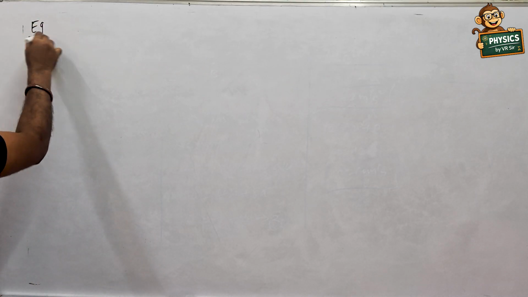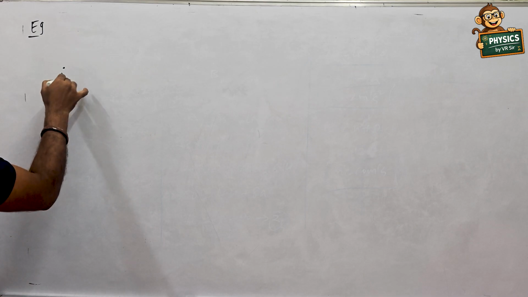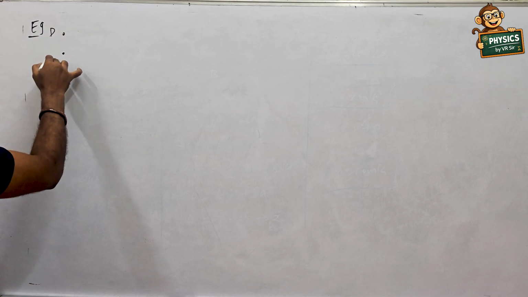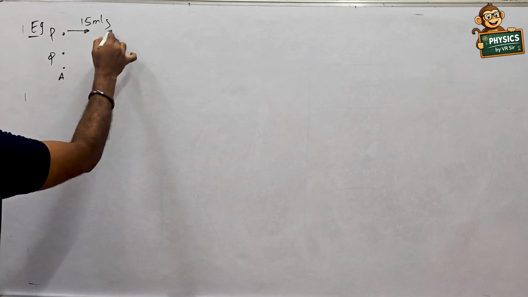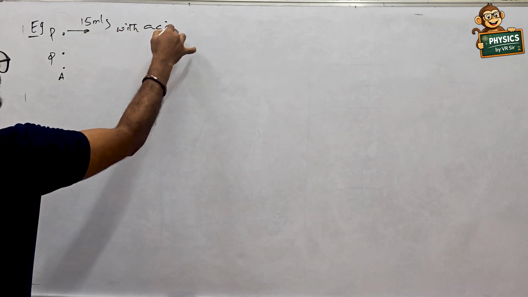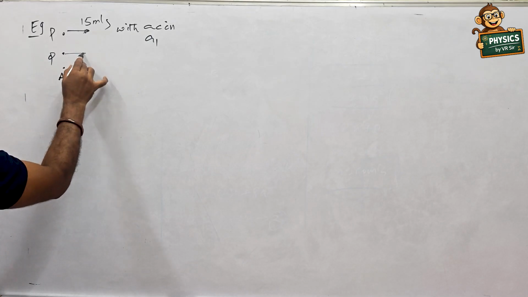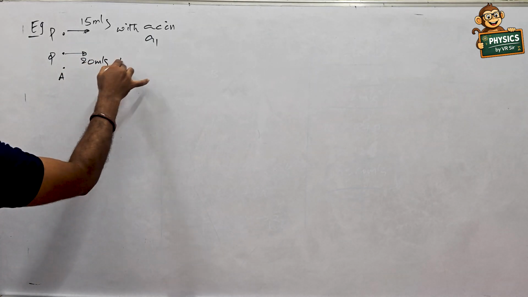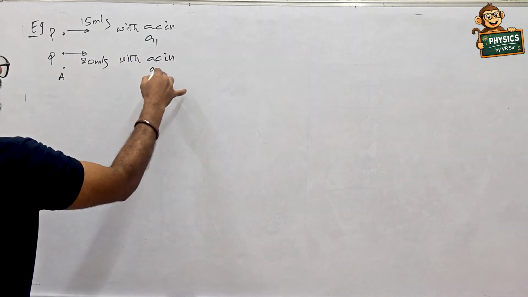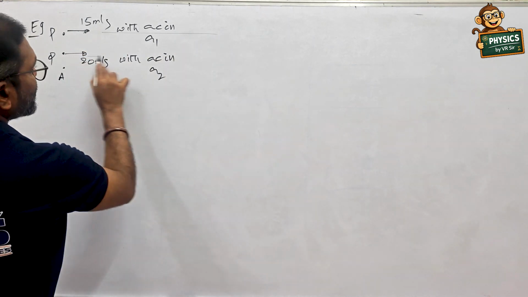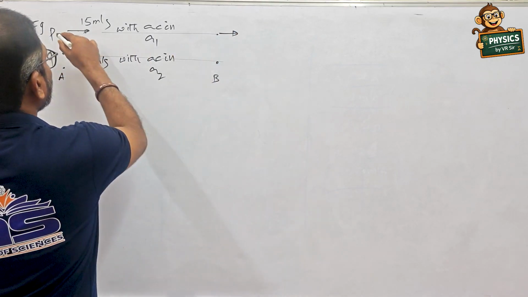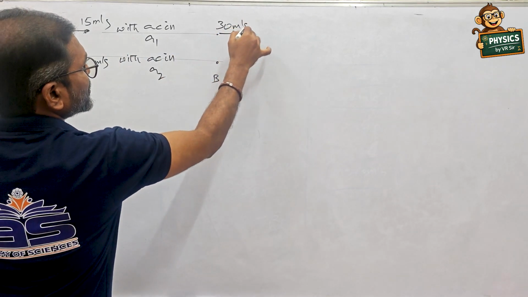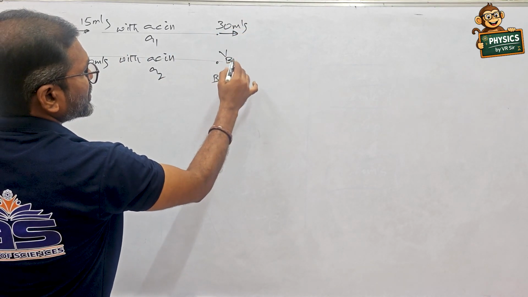So let's take one more example on constant acceleration case. From location A, there are two particles P and Q. One is moving with a speed of 15 meters per second with acceleration A1, and Q is moving with a speed of 20 meters per second with acceleration A2. And they keep moving, and when they reach location B, the velocity of P is given as 30 meters per second. What could be the velocity of Q?